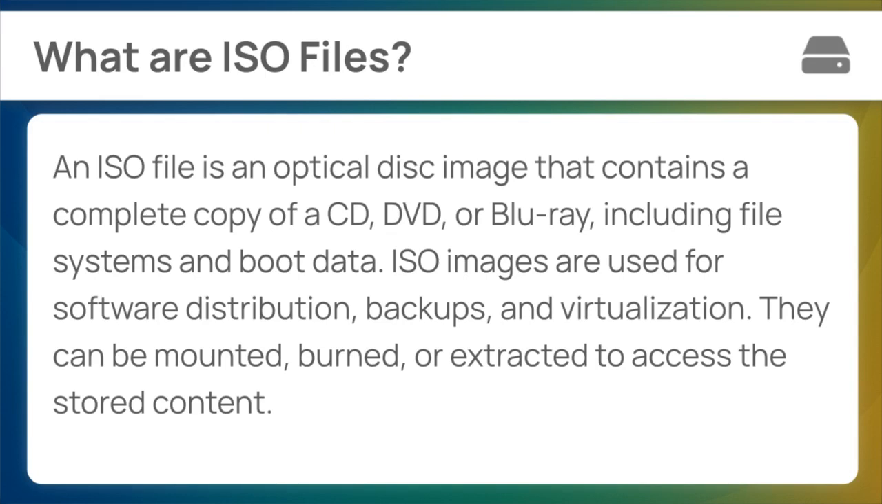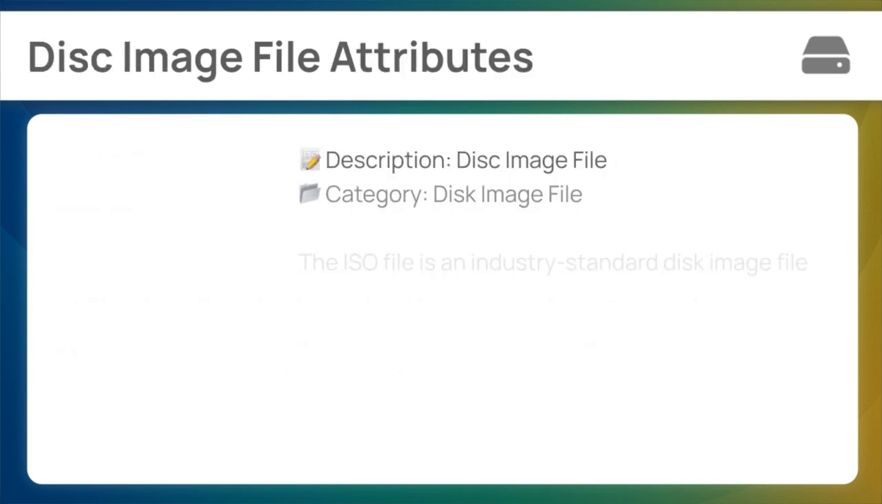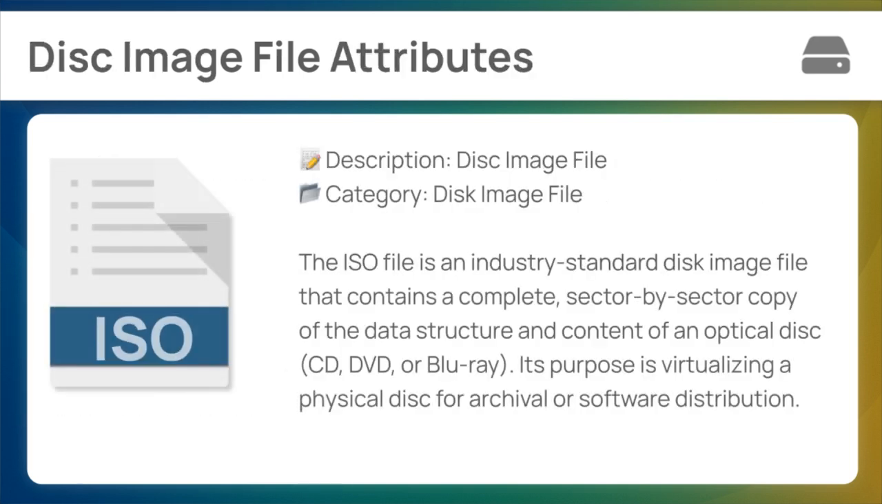The ISO file is an industry-standard disk image file that contains a complete sector-by-sector copy of the data structure and content of an optical disc, CD, DVD, or Blu-ray. Its purpose is virtualizing a physical disk for archival or software distribution.